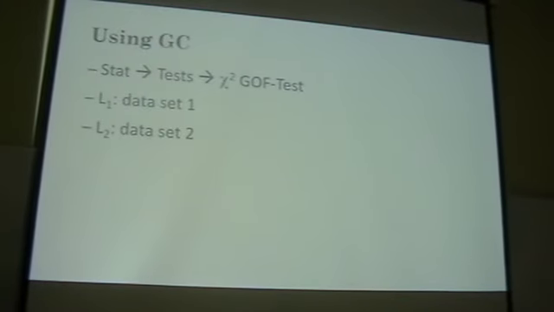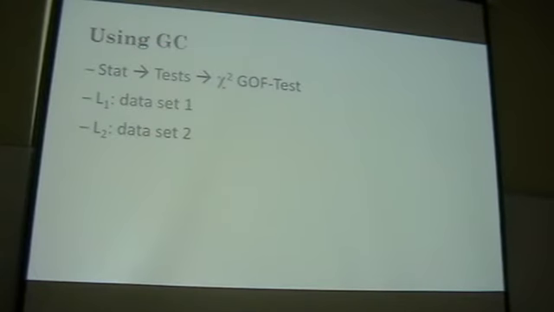Go to stat, test, chi-square, goodness of fit. L1 is your data set 1 and L2 is the 25, 25, 25, 25. You should get your chi-square value. Can you please try? Make sure you know how to use your GC. Chi-square GOF: don't choose the normal chi-square, you must choose the goodness of fit. There are 2 chi-squares in your calculator, choose the GOF one.